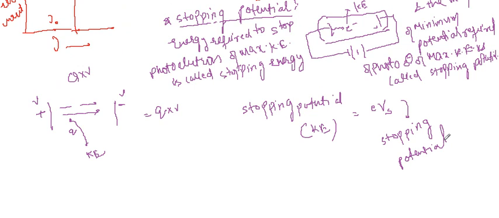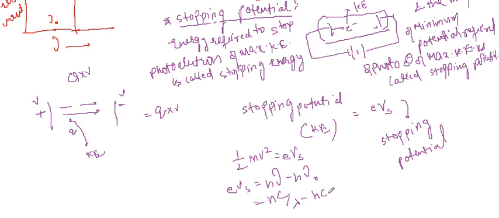So 1 electron volt is the unit of energy equal to the work done on an electron moving through a potential difference of 1 volt. We know the kinetic energy, half mv squared, equals e into Vs. So e Vs equals h nu minus h nu naught, which is hc by lambda minus hc by lambda naught, where Vs is the stopping potential.